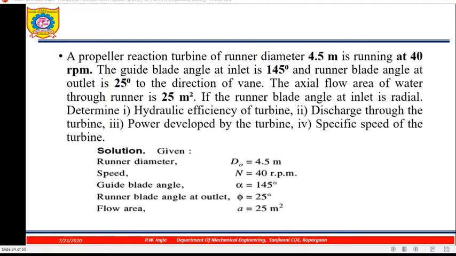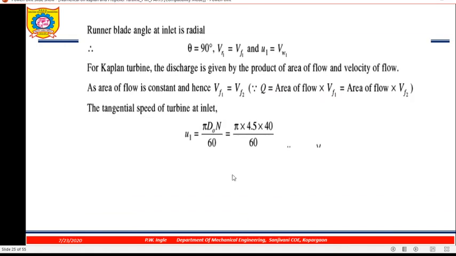D0, that is diameter of runner, is 4.5 meter. Speed is 40 rpm. Guide blade angle is 145 degree. Runner blade angle at outlet is 25 degree and flow area is 25 meter square. Theta is 90, therefore VR1 equal to VF1 and U1 equal to VW1.